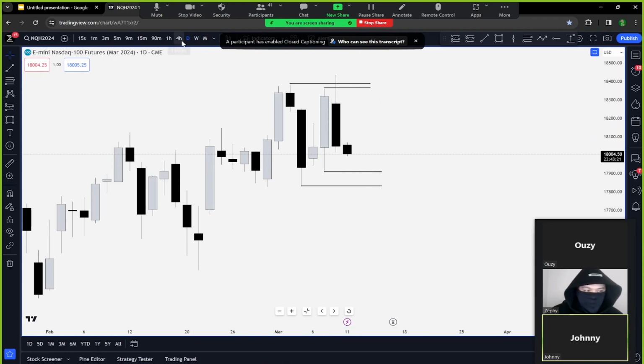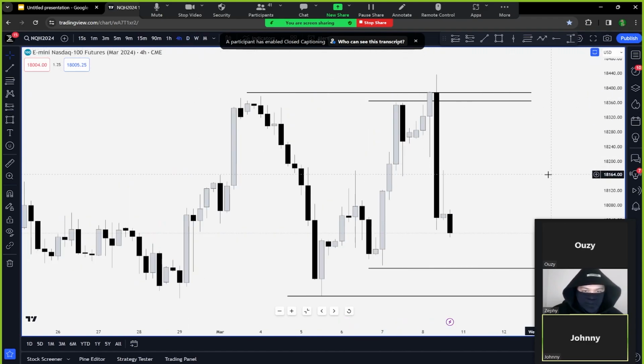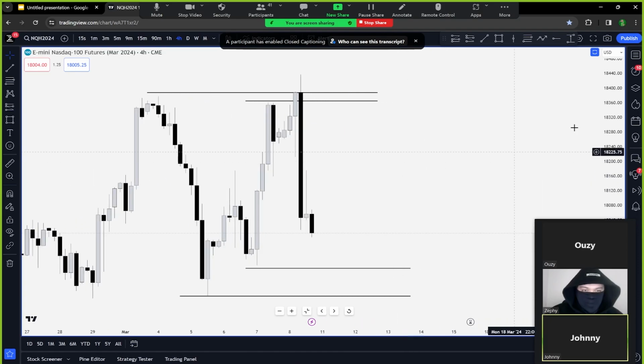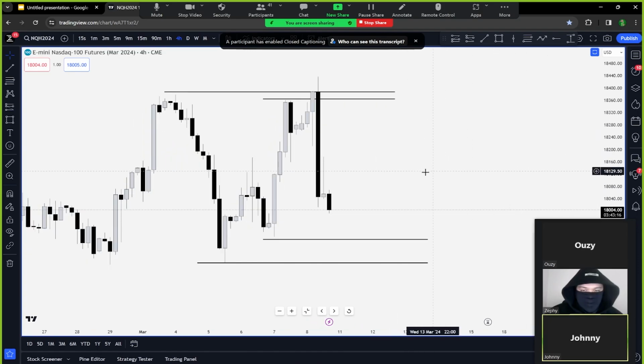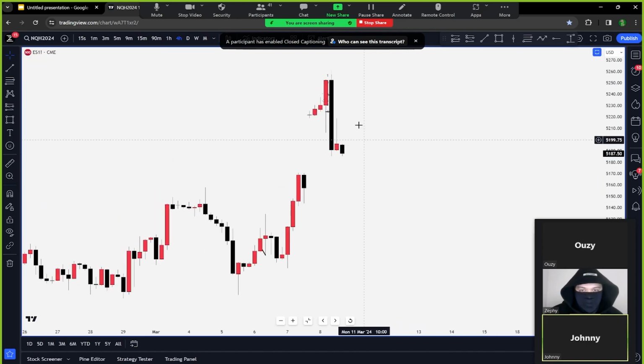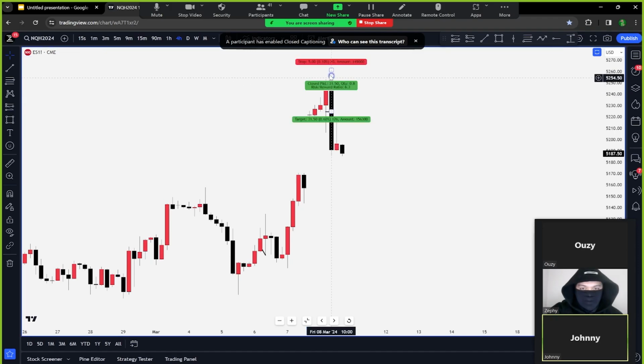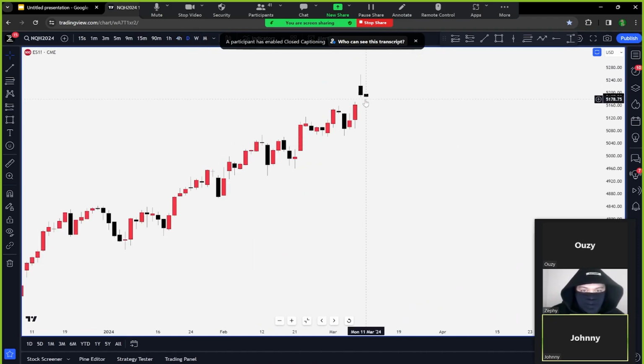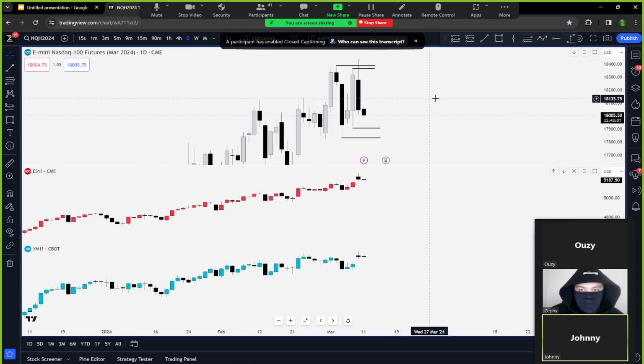If you break that down into a 4 hour, this is what it looks like. This is the NQ chart. You can also do this in the ES chart as well. This one I don't really have the right contracts, and on the daily it hasn't been updated yet.